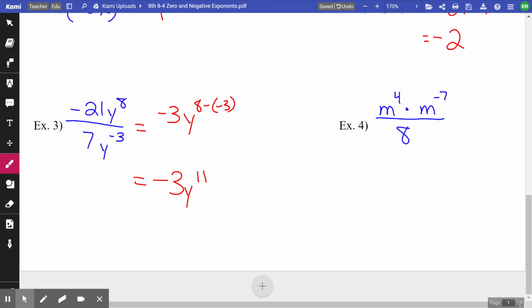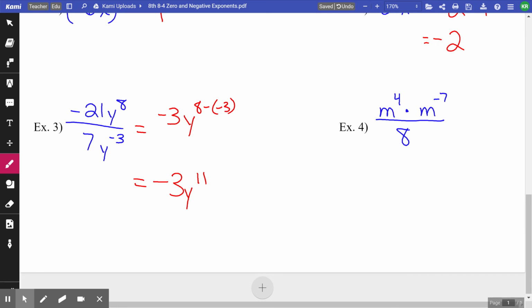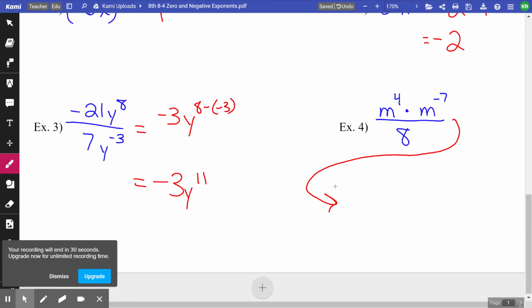And then finally, example 4. m to the 4th times m to the negative 7th over 8. I'm running out of room here, so I'm going to move it down here, guys. Sorry. So m to the 4th times m to the negative 7th means I'm going to do m to the 4 plus negative 7, over 8. So that means m to the negative 3rd over 8. Now, because I have negative 3, I need to do the reciprocal of that. So I'm going to do this as 1 over 8m cubed. Hope it helps.